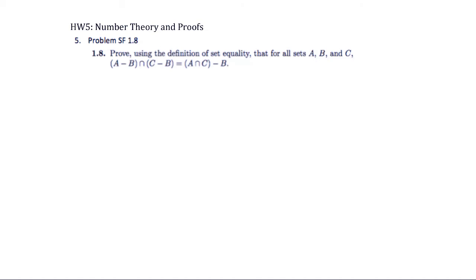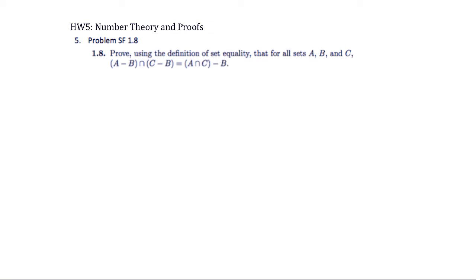Okay, in this video I'm going to do problem number 5. Prove using the definition of set equality that for all sets A, B, and C, the intersection of A minus B and C minus B is equal to the intersection of A and C, minus B.